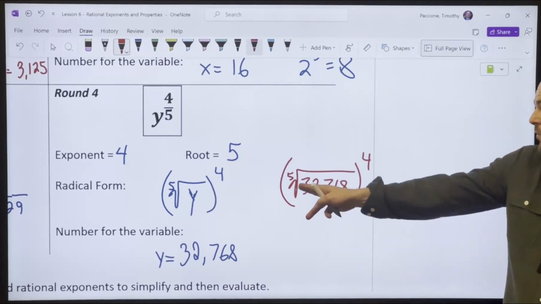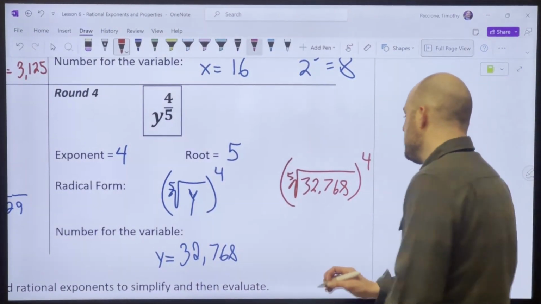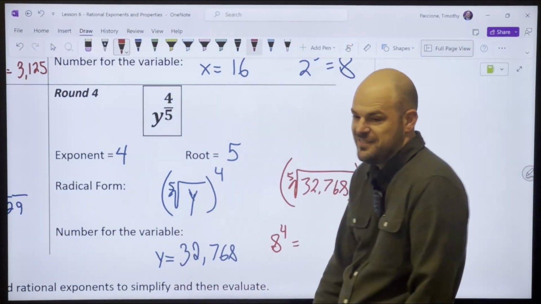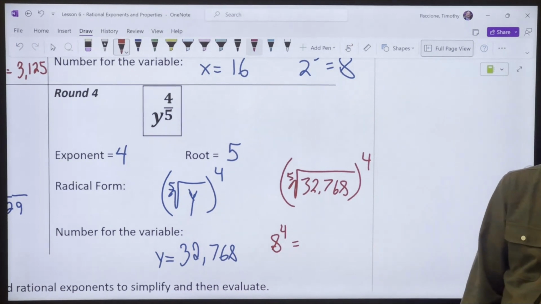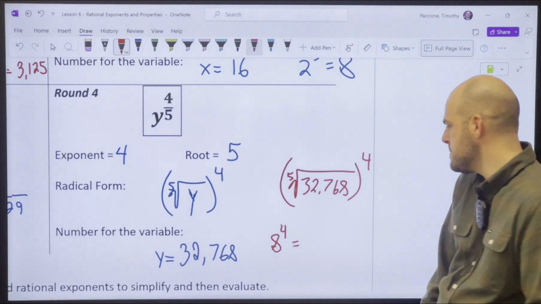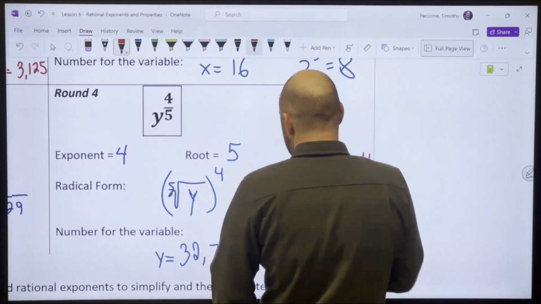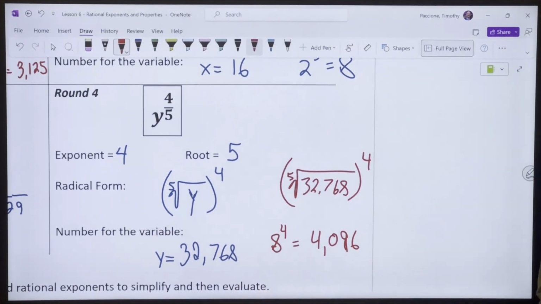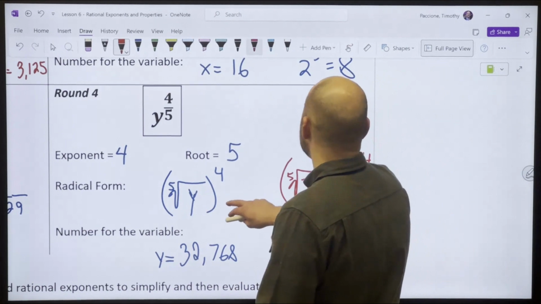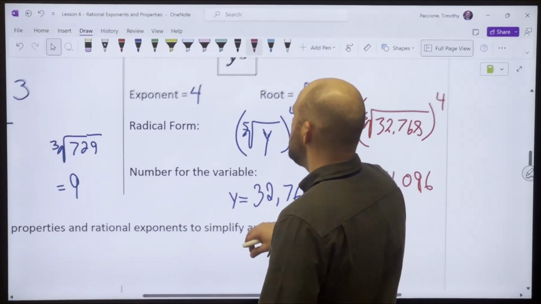The fifth. What is the fifth? First of all, what's the fifth root of that giant number? 8. Okay. Now 8 to the fourth is what? What do we think? 4,096, which is a nice clean number. So that worked. Okay? All right. So this is basically just getting you used to converting to the forms, then evaluating, right? Kind of in a backwards way.